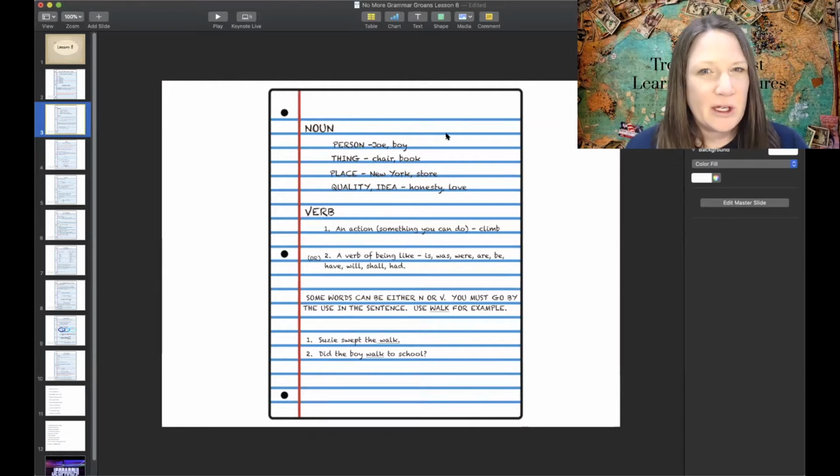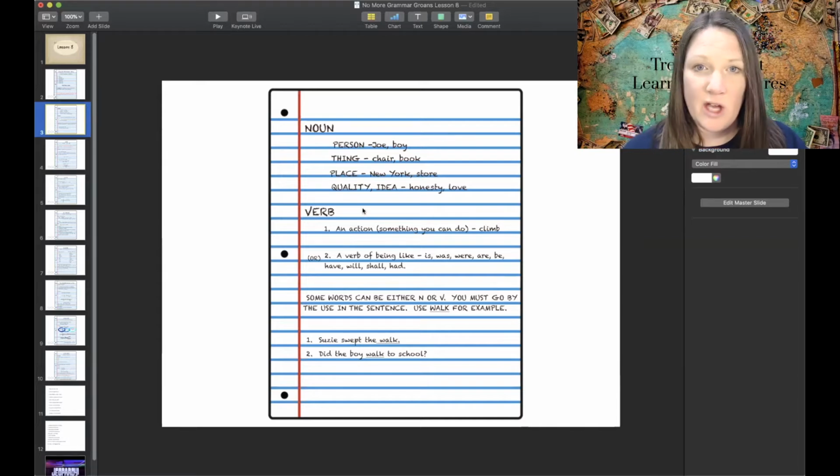Nouns, you are very familiar by now what nouns are. Person, place, thing, and then the fourth one, quality or idea, do not forget that. That is one that's easily forgotten because you don't see it a whole lot. Just remember what quality and idea are: honesty, love, kindness. I like to think of it as characteristic traits. That kind of helps me a little bit when I'm trying to find different parts of speech.